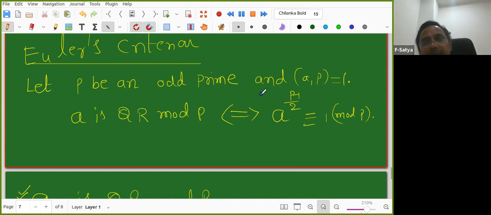So I need to keep checking 1, 2, 3 up to (p minus 1) by 2. I substitute and check. No need to substitute all the numbers, up to (p minus 1) by 2 is sufficient. But p is very large. So instead of that, what is Euler's criterion saying? Simply compute a power (p minus 1) by 2. Of course, now again you will ask me that p is large, then (p minus 1) by 2 is also large. How can you compute a power (p minus 1) by 2? But in computers, there is a nice algorithm, repeated squaring. With that, we can compute.